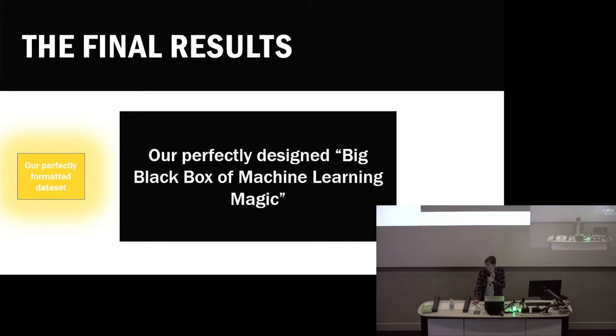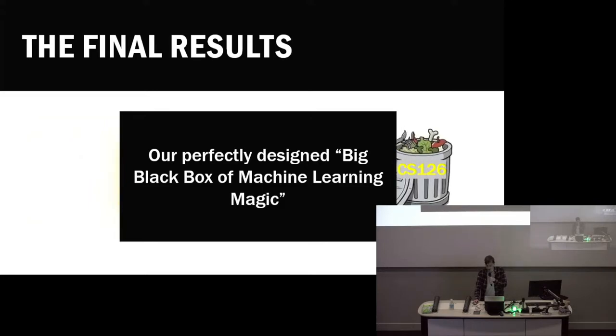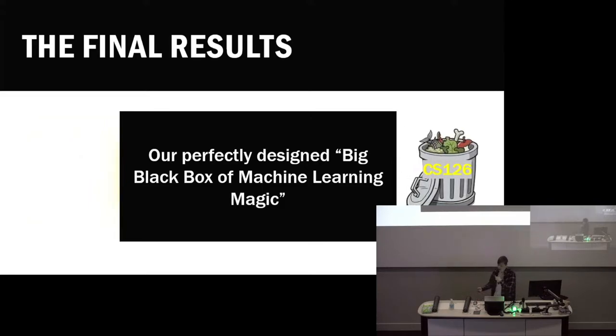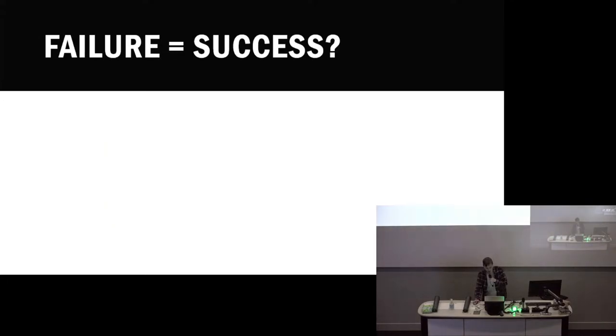So, finally, we're good to go. Let's get our final results. Unfortunately, sometimes they're still trash. The truth is, sometimes failure is inevitable. Perhaps the data is just too complex, there's not enough of it, or there's just not enough meaningful patterns in it. Or maybe your model is just not powerful enough. Maybe the technology that's needed to solve your problem just hasn't been invented yet.